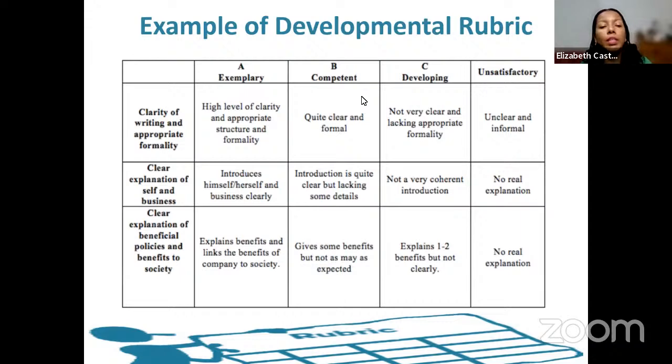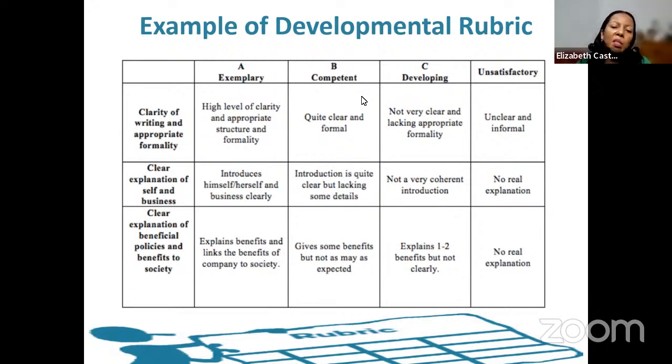And finally, clear explanation of beneficial policies and benefits to society. Well, in this case, we will see if the person explains the benefits. This is the purpose, and links the benefits of the company to the society. So in this case, we see a level of analysis because this level is higher.